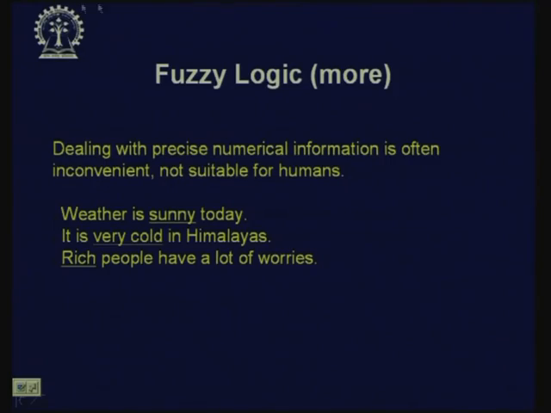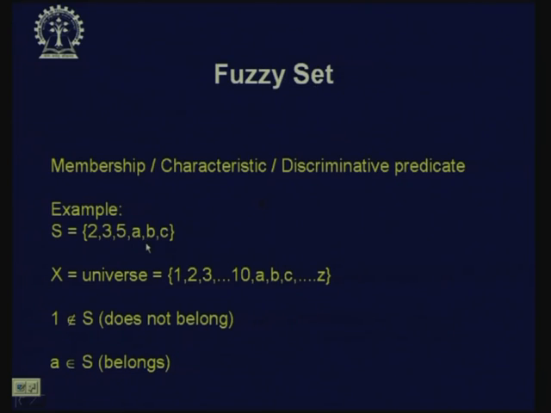So, weather is sunny today. Okay. What do you mean by sunny? It is very cold in the Himalayas. Rich people have a lot of worries. Now, when would you call a person to be rich? When would you call a temperature to be very cold? All these things are imprecise.